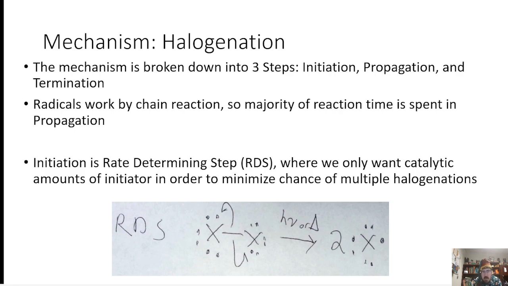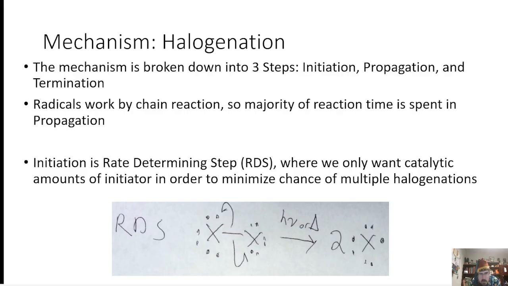The propagation step is the step that keeps the reaction going. And then termination stops the reaction. So this is a chain reaction. Remember, we're going to spend a lot of time in the propagation step. It's going to form a radical. We only need to make a little bit, catalytic amounts, and then the propagation will proceed until all of our chlorine gets used up, or until all the radicals get used up. So the majority of the reaction time is spent in the propagation, so it's a chain.